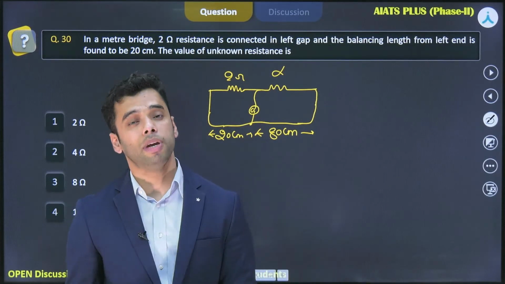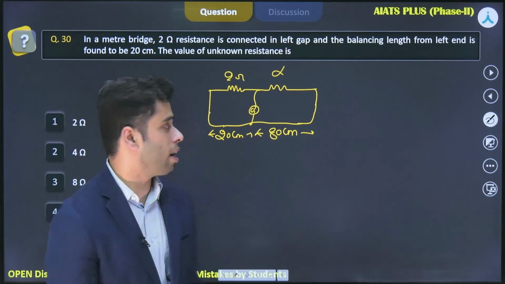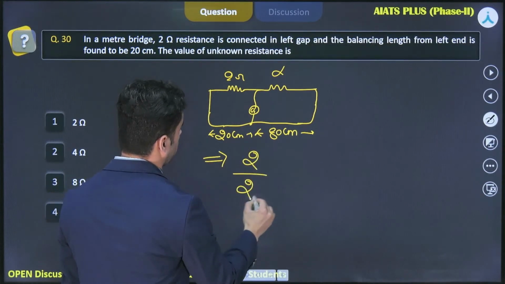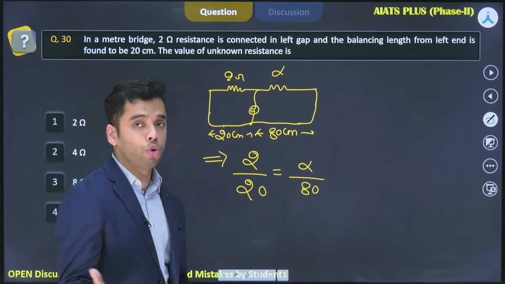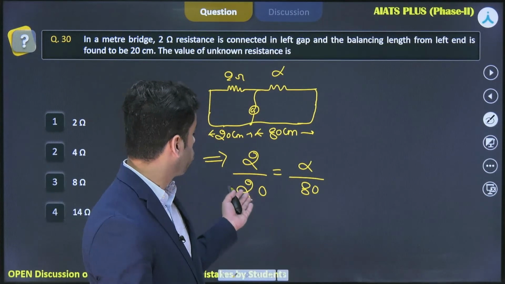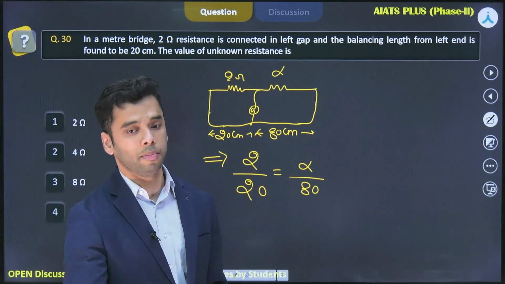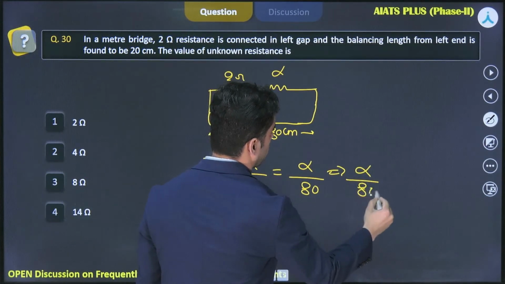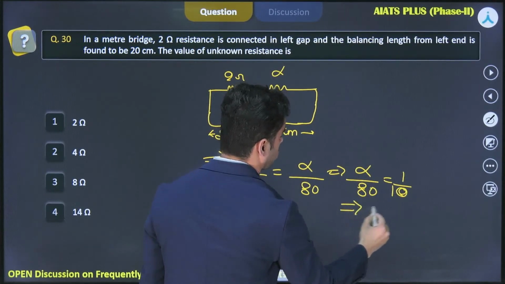This is a standard problem based on the concept of Wheatstone bridge. If you are getting the null point, then this is the condition for the balanced Wheatstone bridge, for which I can write that 2 by 20 should be equal to alpha by 80. 2 is the known resistance in the left gap, alpha is the unknown resistance in the right gap, 20 is the balancing length from the left end. So this part becomes 100 minus 20, that is 80. So if the ratio has to be maintained, then alpha by 80 should be equal to 1 over 10, which means that the value of alpha should be equal to 8.